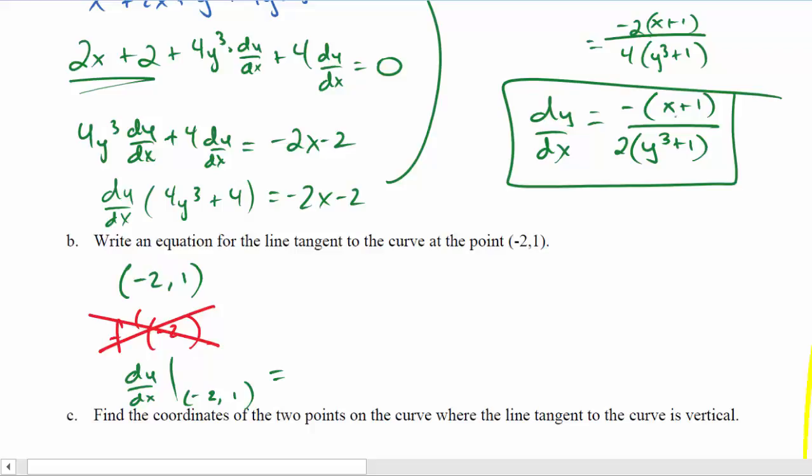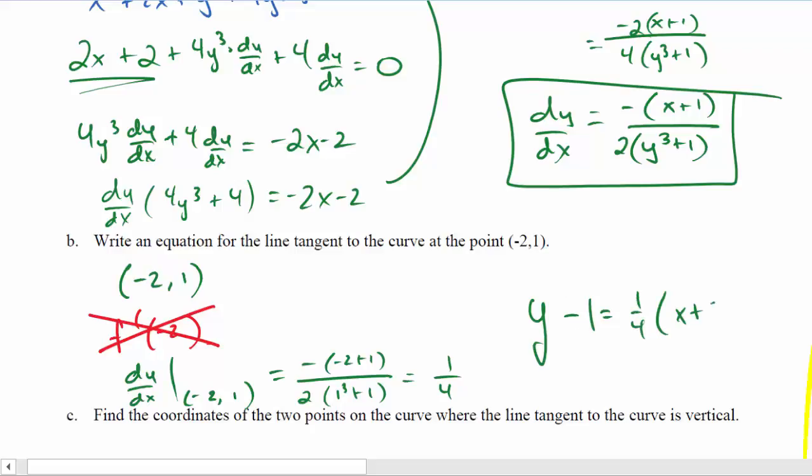Well, plugging it in, I'm going to have negative 2 plus 1 on top, and 2 times 1 cubed plus 1 on the bottom, which, if I simplify that, that's going to give me negative 1, which turns into a positive 1, over 1 cubed plus 1 is 2, so that's a 4. So the equation of the tangent line is y minus 1 equals 1/4 times x plus 2.